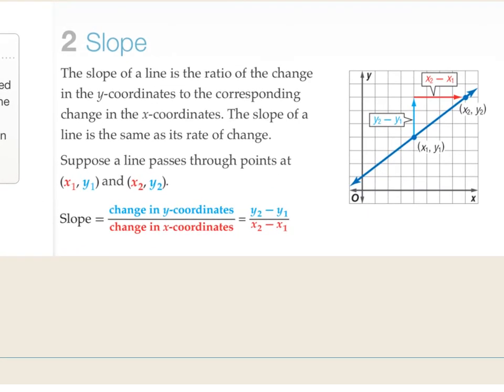So our formula for slope is the same thing as our rate of change. So we have our y2 minus y1 over our x2 minus x1. So our x1 and y1 come from the same point, and our x2 and y2 come from our second point. So the slope of a line is the ratio of the change in the y-coordinates to the corresponding change in the x-coordinates. Same thing we were doing before, a change in y over the change in x. The slope of a line is the same as its rate of change.